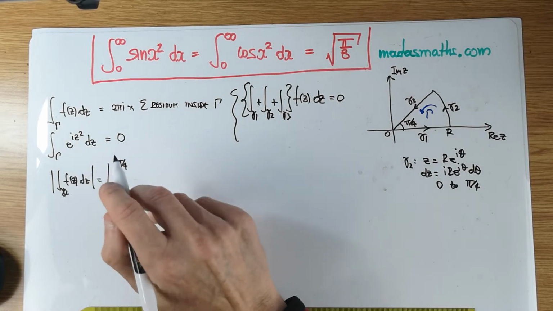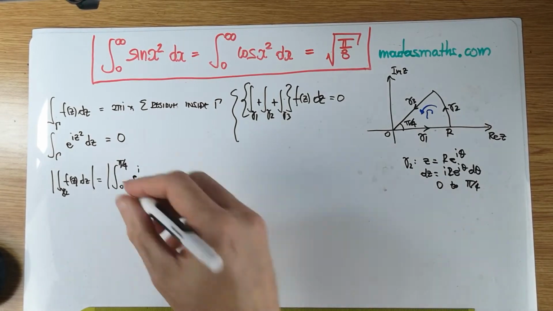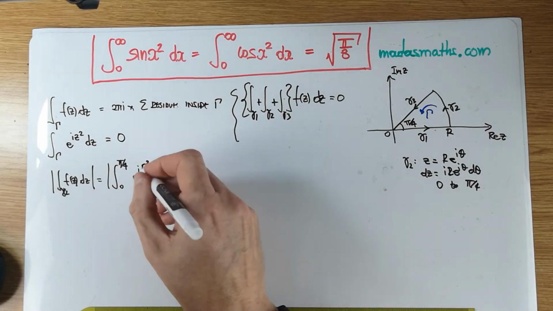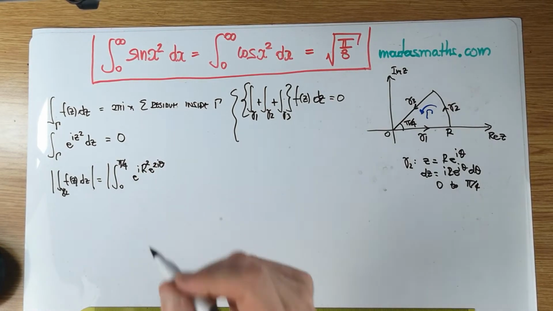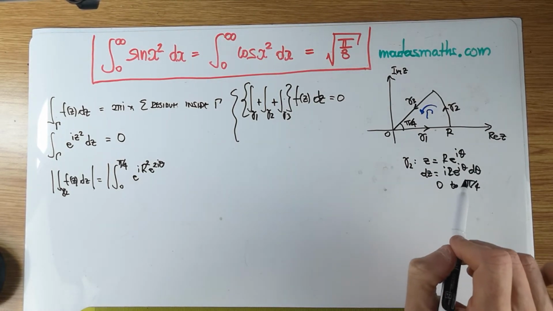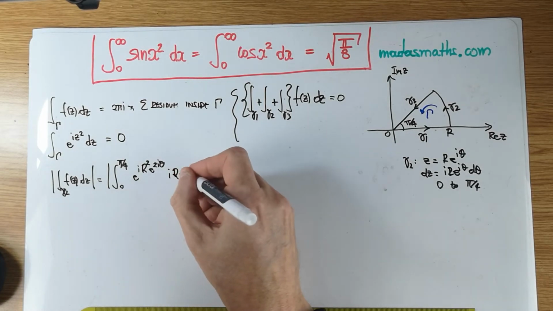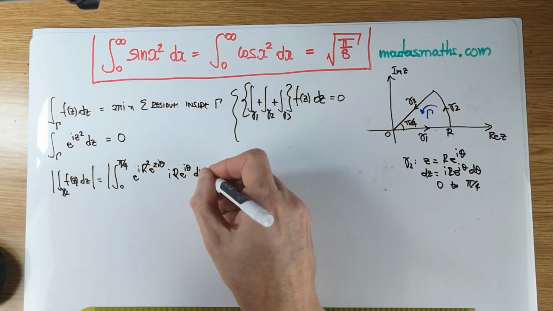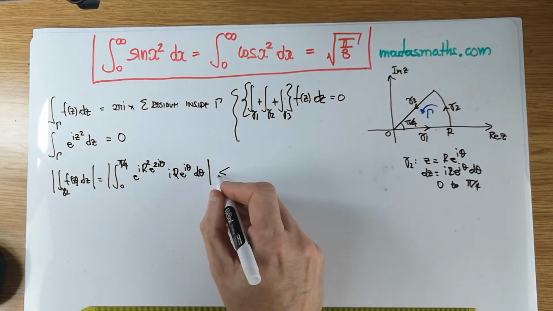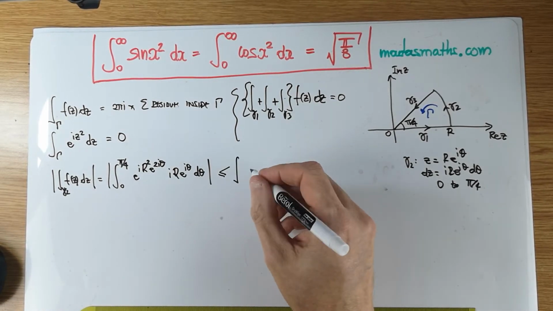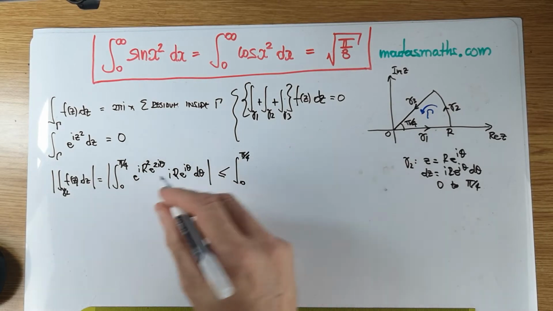Now e to the i z squared, be very careful, it's very messy. e to the i z squared becomes e to the i r squared e to the 2i theta, pardon me, and our dz is i r e to the i theta d theta. Close the mod, standard stuff: less than or equal to, move the modulus inside the integral, 0 to pi over 4. Let's rewrite it a little bit, so let's write some of this stuff first.